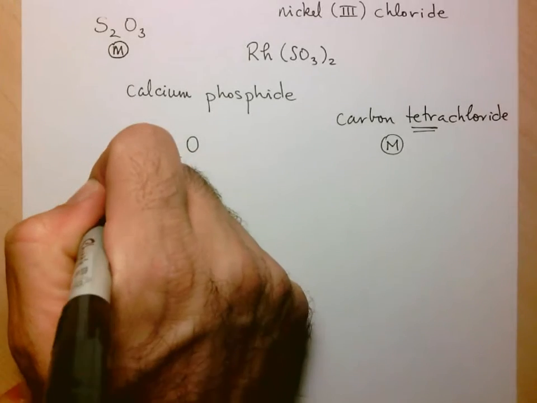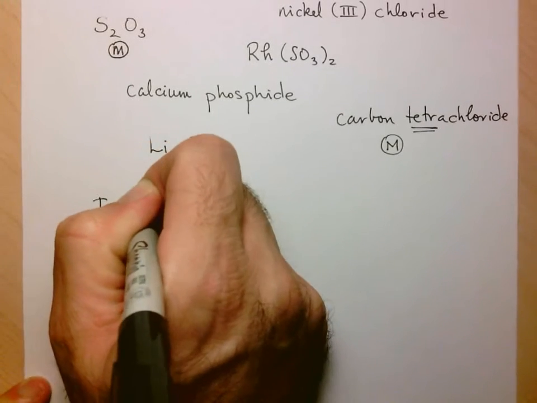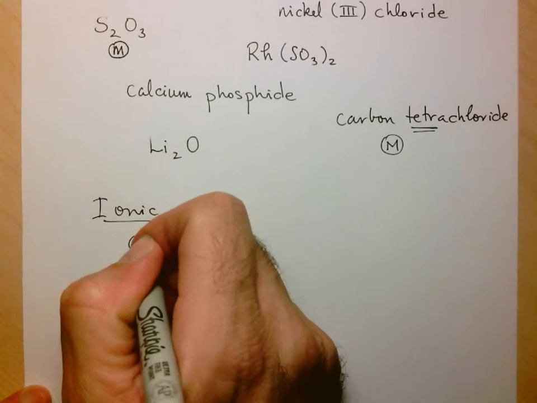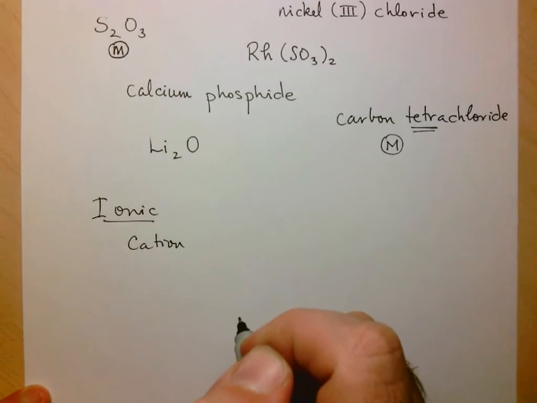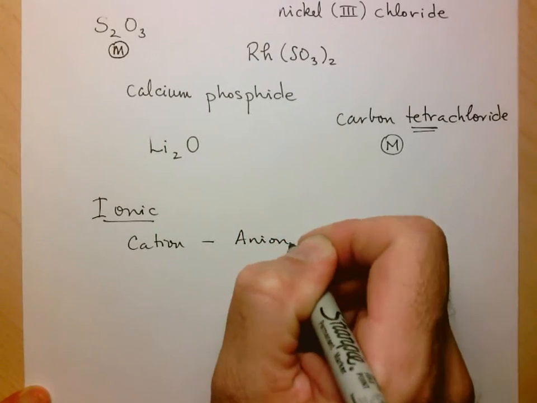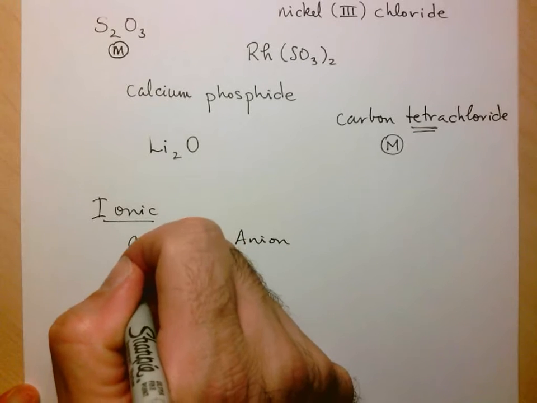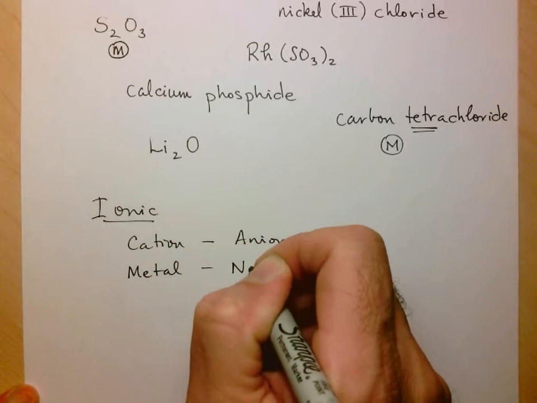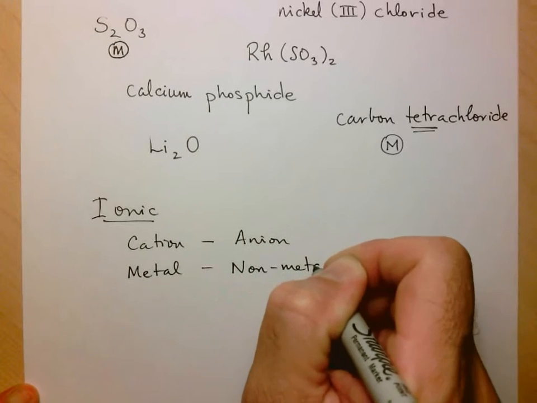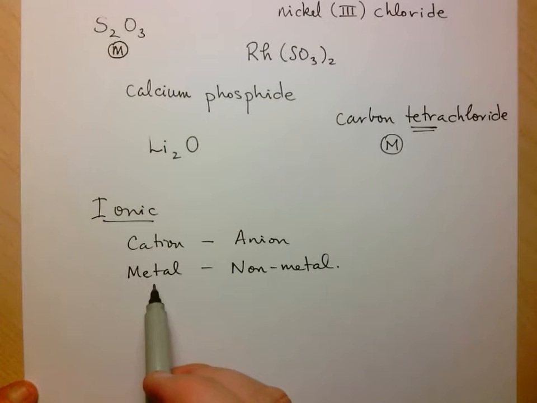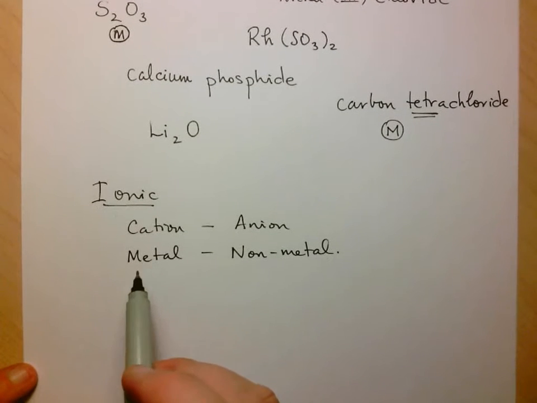Okay, so for our ionic compounds, our main thing here is we have our cation, our positively charged ion, with our anion. Okay, most of the time the cation will be a metal and the anion will be a non-metal. Now keep in mind that this is most of the time. Ammonium, which we'll see in one of the examples, is a polyatomic ion which is positive, that is not a metal.